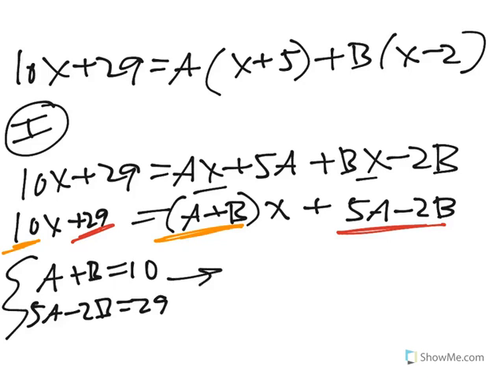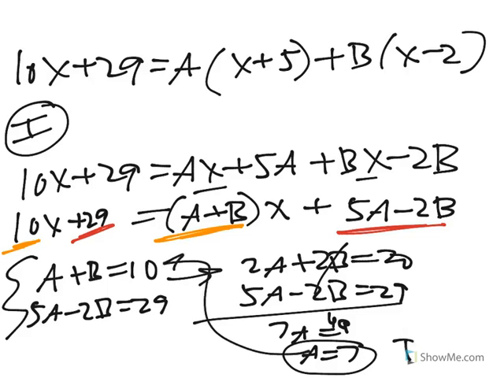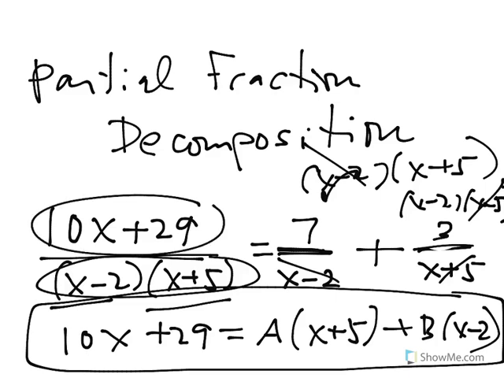For the system of equations, I like to multiply both sides by 2. Add them together: 7a equals 49, a equals 7. Plug it into a plus b equals 10, and b equals 3. So that means that this partial fraction decomposition ended up being 7 and 3. And you could test by adding together 7 over x minus 2 plus 3 over x plus 5, and you will get 10x plus 29.